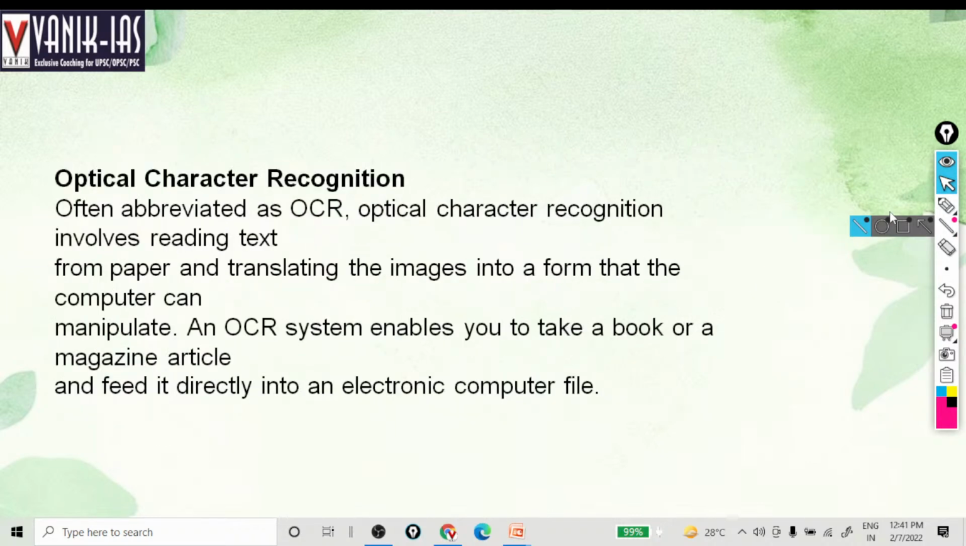Next, optical character recognition, OCR, involves reading the text from paper and translating the images. For example, scanning a particular paper, right? Optical character recognition will scan the text and it will convert it into the letters.